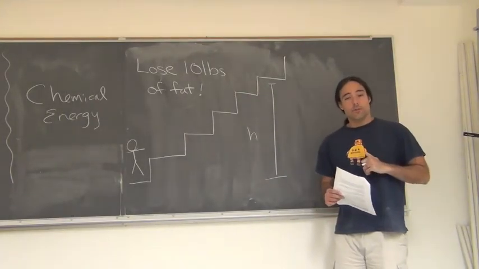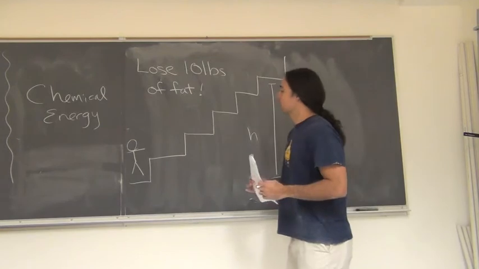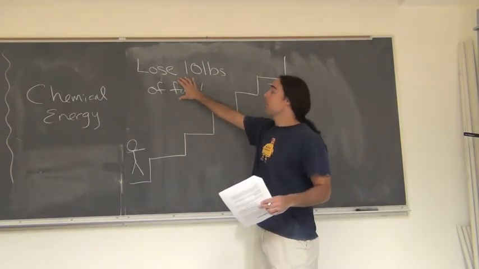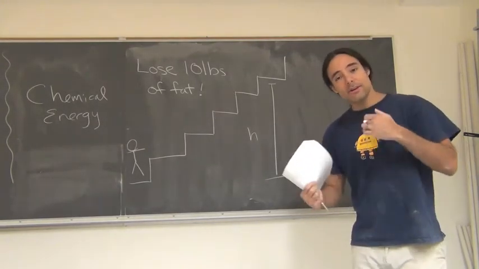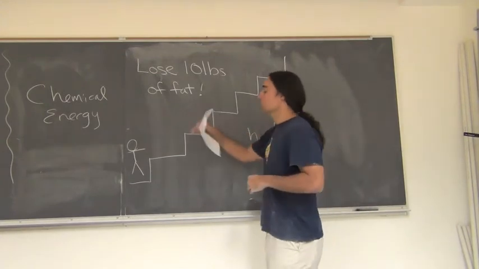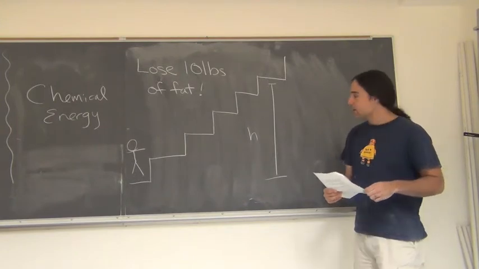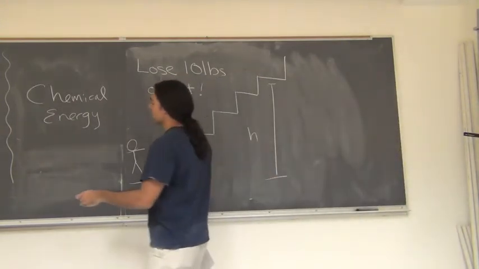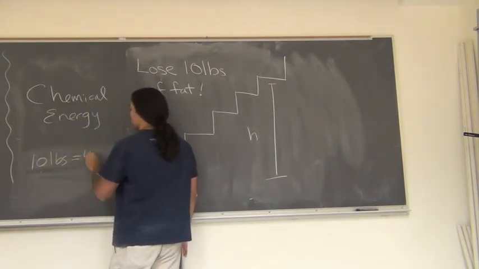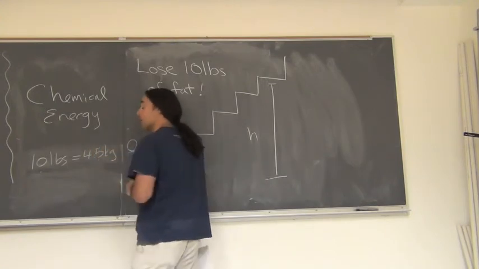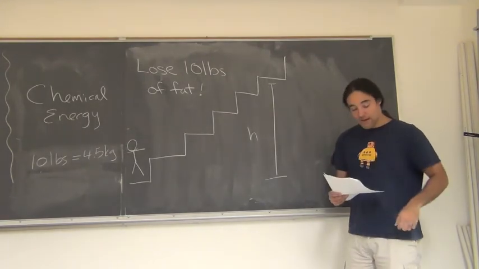So here's an example dealing with chemical energy. Call this one of the many Aaron Santos diet plans. And in fact, it involves no dieting at all. All you have to do is climb a bunch of stairs and then you can lose 10 pounds of fat. So how many stairs would you have to climb to lose 10 pounds of fat? Well, we can figure that out just by noting that 10 pounds of fat is the same as 4.5 kilograms. Just doing the conversion between pounds and kilograms, we'll get about 4.5 kilograms of fat.